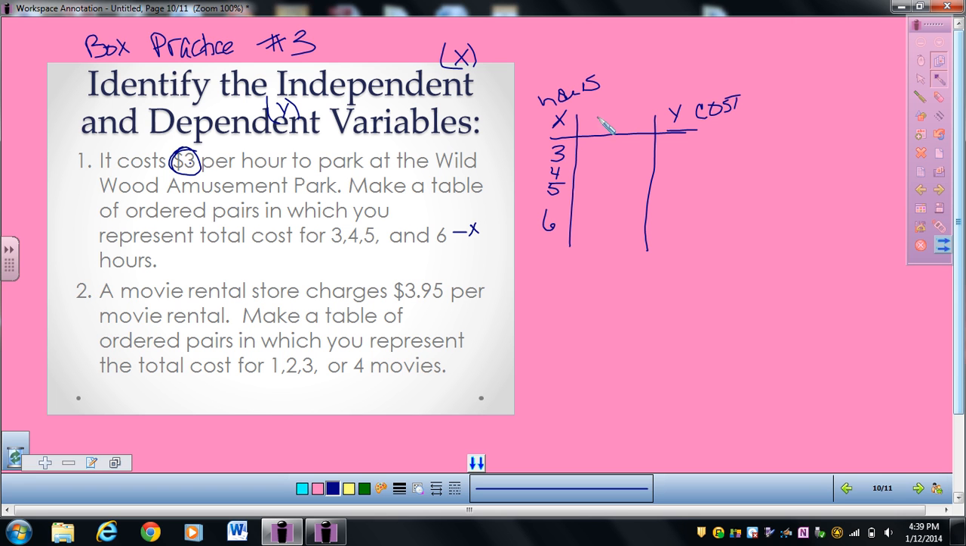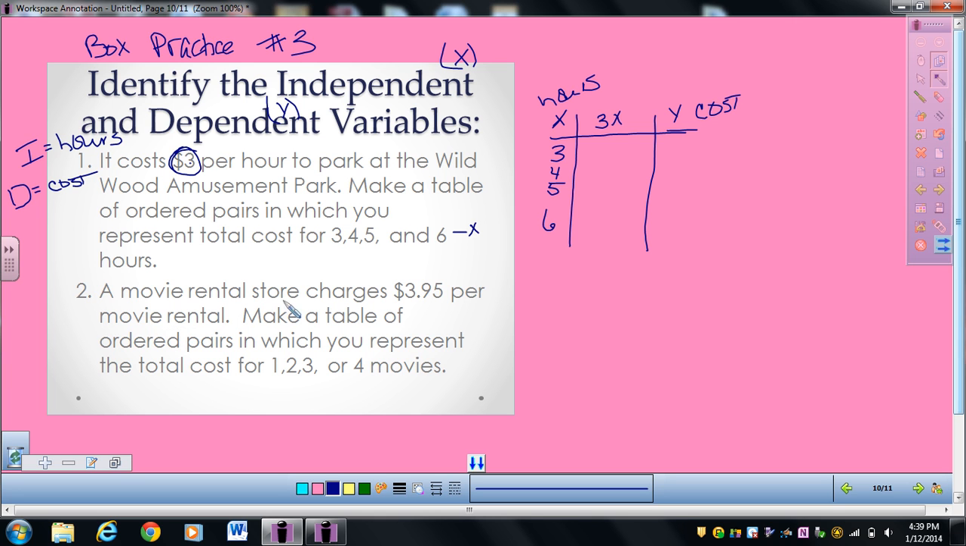And then you would do 3 times x to find your total cost for each one. So your independent variable equals your hours on this one, and your dependent variable equals your cost. Okay, and that's all it's asking, so I'm not going to fill in the rest of this.